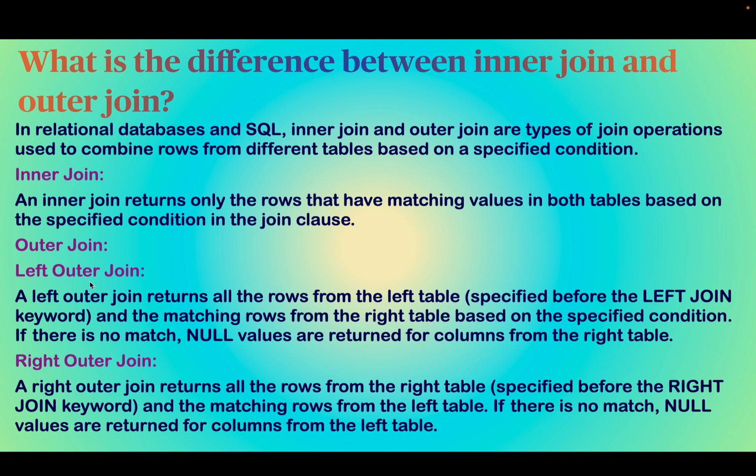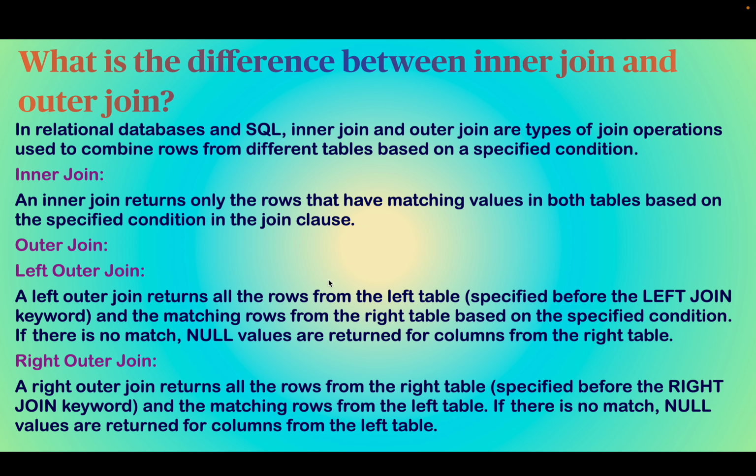If we use left outer join, what will happen? It will return all the rows from the left table and the corresponding matching rows from the right table based on the specified condition. If there is a row in the left table but there is no row in the right table, what will happen? It will return null values for those columns from the right table.